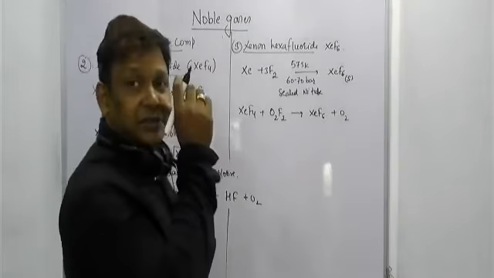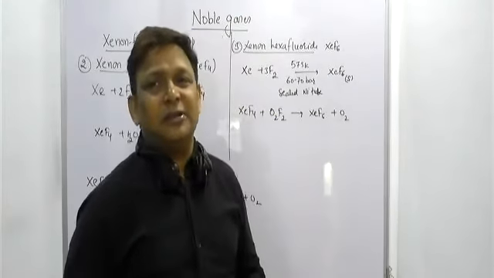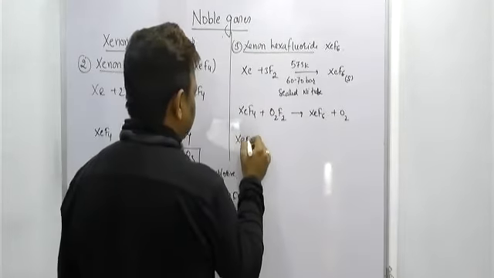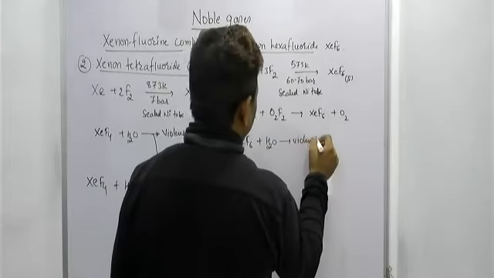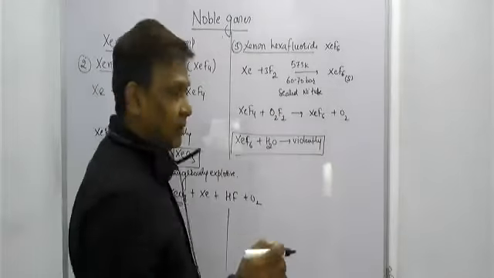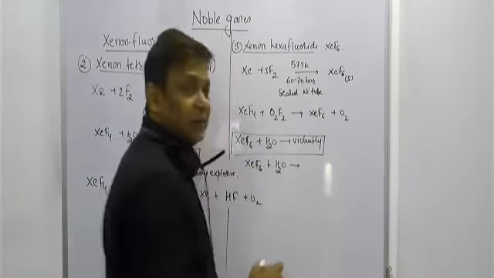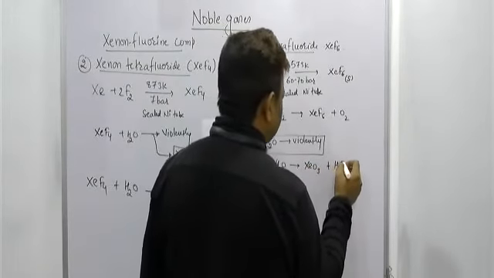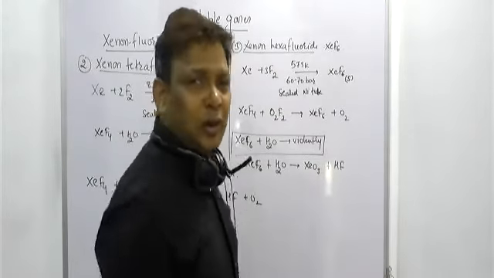XeF6 reacts with water violently, but slow hydrolysis with atmospheric moisture gives rise to XeO3. In the same way, XeF6 reacts with water violently. XeF4 also reacts violently. XeF6 undergoes hydrolysis and has a tendency to form XeO3 plus HF vapors. But another possibility is that it also forms XeO2F2 and HF vapors.